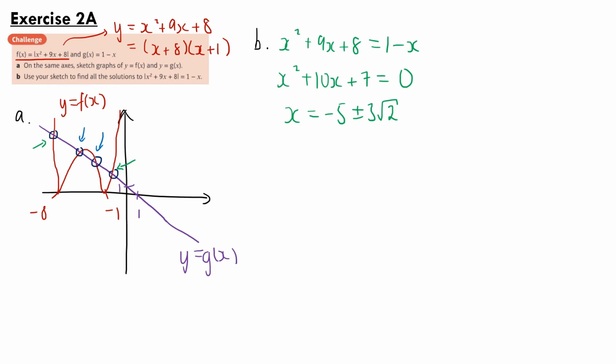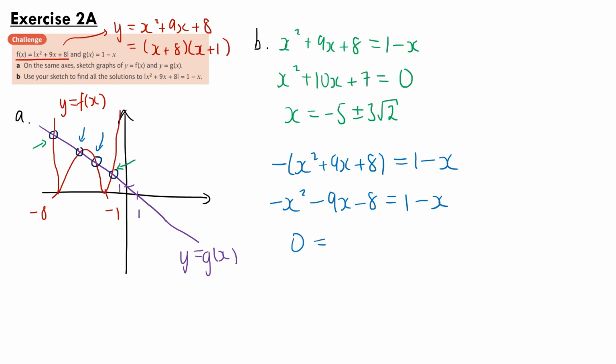then we're going to have minus (x squared plus 9x plus 8) equaling 1 minus x. So we have minus x squared minus 9x minus 8 is equal to 1 minus x. And if we take everything over to the right hand side, we're going to have x squared plus 8x plus 9. And again, using the quadratic formula or your calculator, then we get the solutions minus 4 plus or minus root 7.